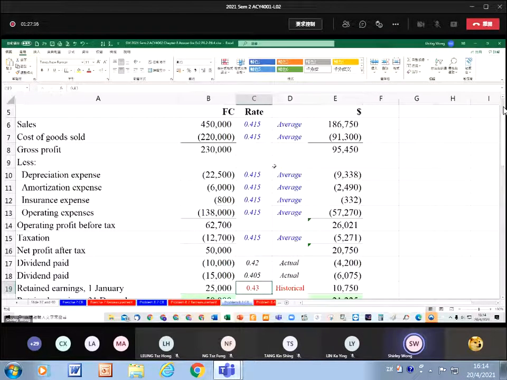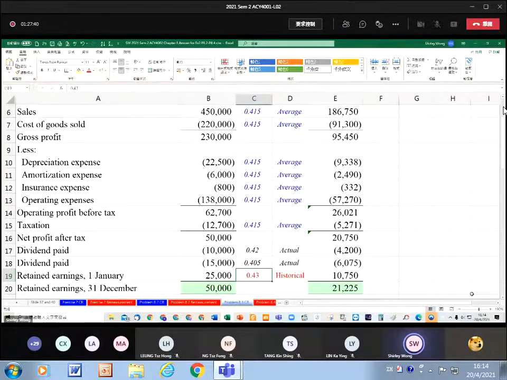And then if you do it correctly, you can get the net profit of 21,225. So please check whether you get it correctly or not.